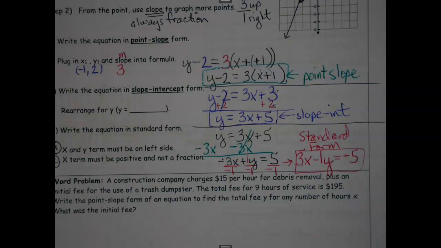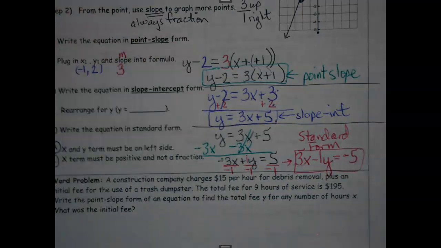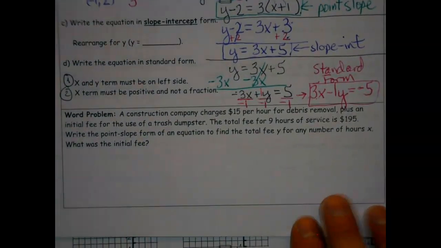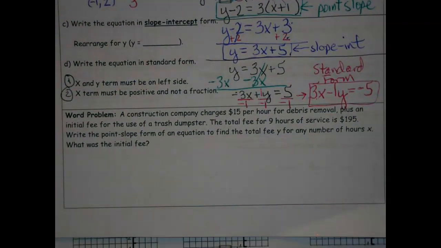So, to get an idea right away of how we can use this, we're going to do an application problem with this right off the bat. You're like, oh my gosh, throw us in, Hardy. Let's do this. A construction company charges $15 per hour for debris removal plus an initial fee for the use of the dumpster. The total fee for 9 hours of service is $195. Write the point slope form of an equation to find the total fee for any number of hours.